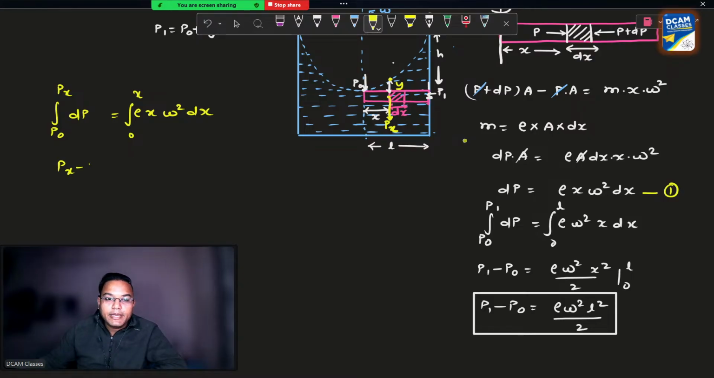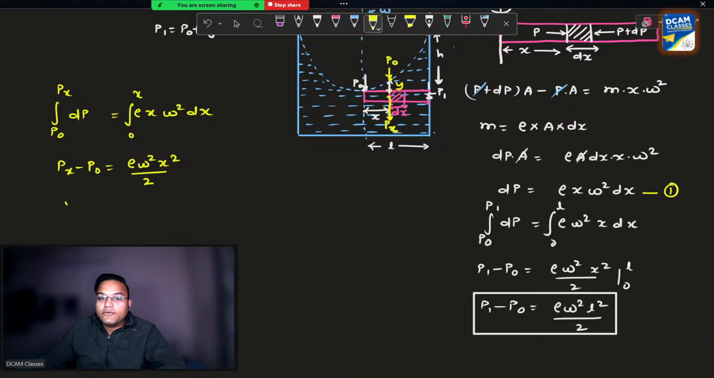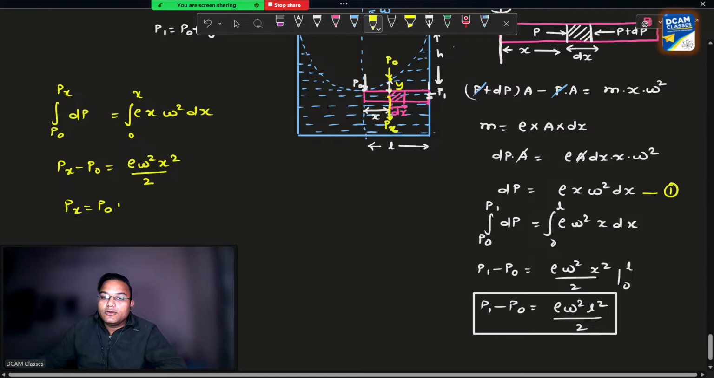It will be Px minus P naught is equal to rho omega square x square by 2. Correct? But since Px is at a depth y below the top point, and the top point is open to atmosphere, the pressure at this point will be P naught. Now the point where we have found the pressure Px is at a depth y below it. So Px will be equal to P naught plus rho gy. Correct? I can write this.